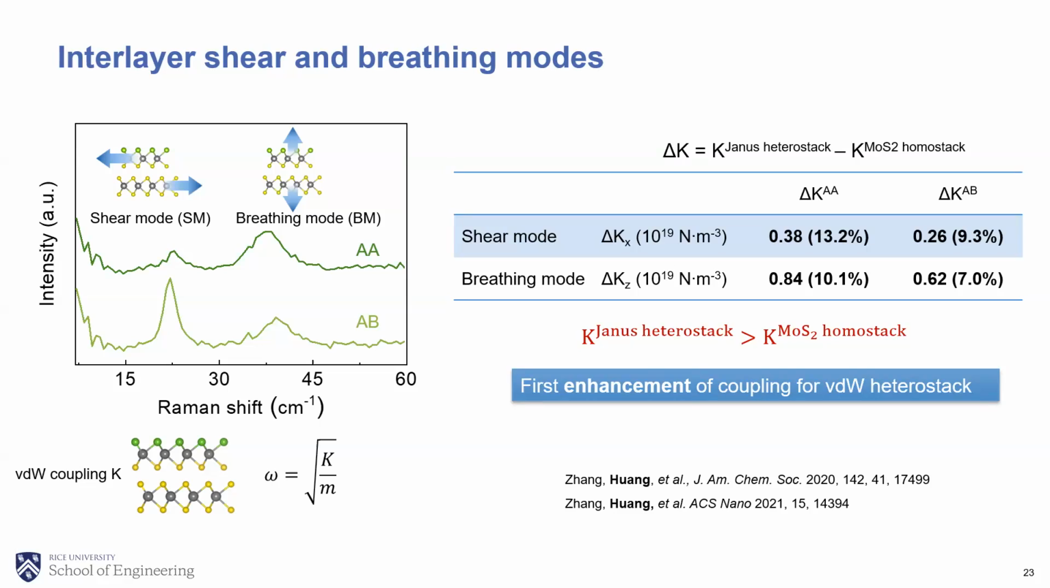Now these results are remarkable because it is the first time that people have ever seen an enhancement of the coupling strength for the van der Waals heterostack compared to the corresponding homostack. If you just have a natural 2D material build a heterostack, this will not occur. And the fundamental reason for such an enhancement of the coupling strength is due to the Janus monolayer. The Janus monolayer breaks the mirror symmetry, and it provides a vertical dipole, which effectively tunes the interlayer coupling strength, or the van der Waals coupling strength, with the adjacent materials. Next slide.